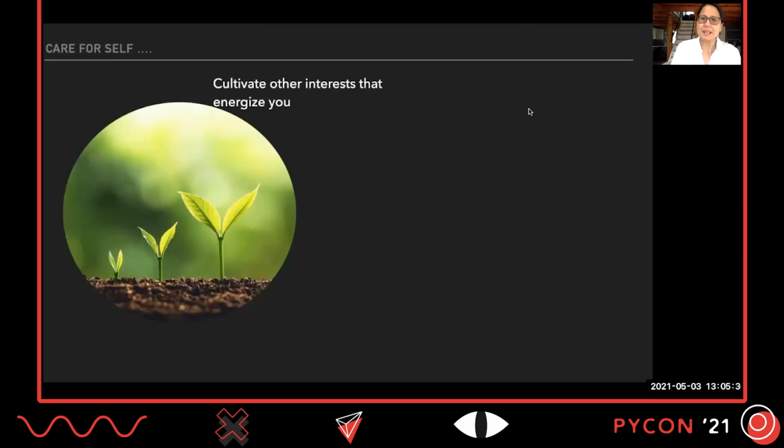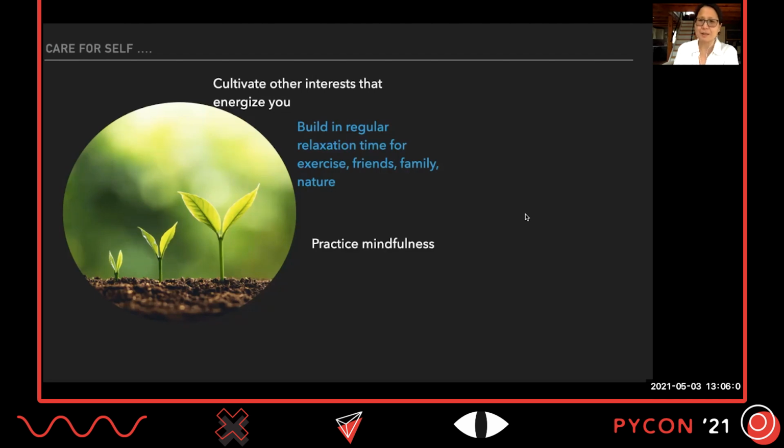When it comes to mitigating the risk of experiencing burnout, here are some things you can do in relation to self-care. As a cornerstone of our identity, work is the means through which we express ourselves, but don't let it be the only one. Try and cultivate other interests that energize and fulfill you. Build in regular relaxation time for exercise, friends, family, and nature. Practice mindfulness. This has been proven to promote a positive mindset and significantly reduce anxiety and stress.